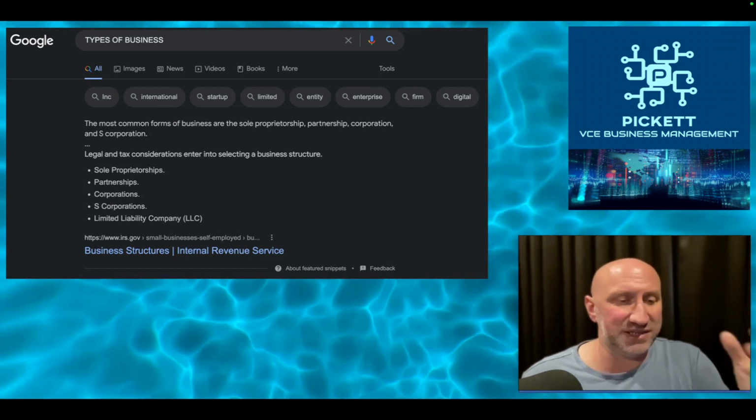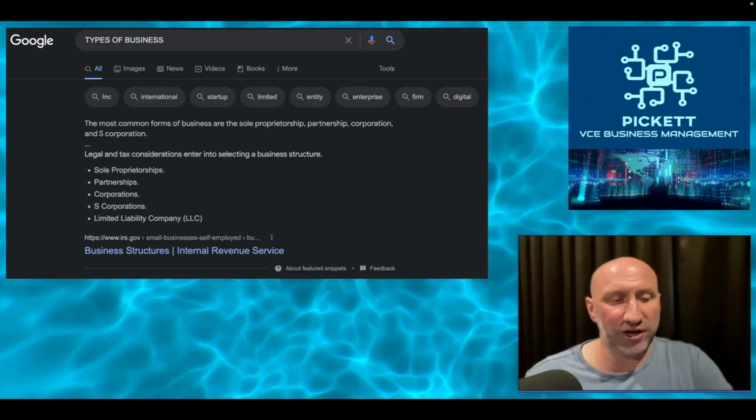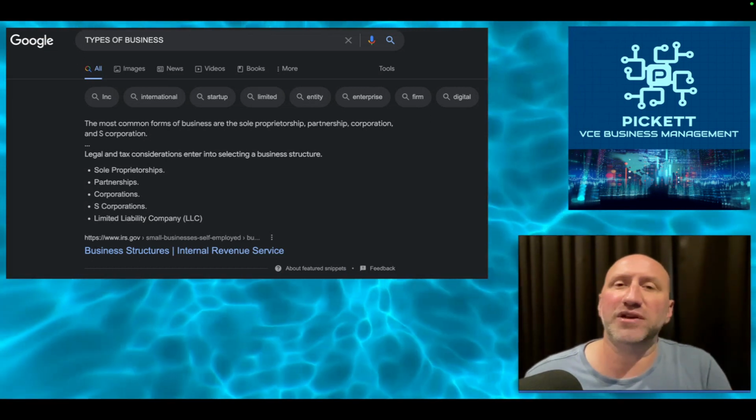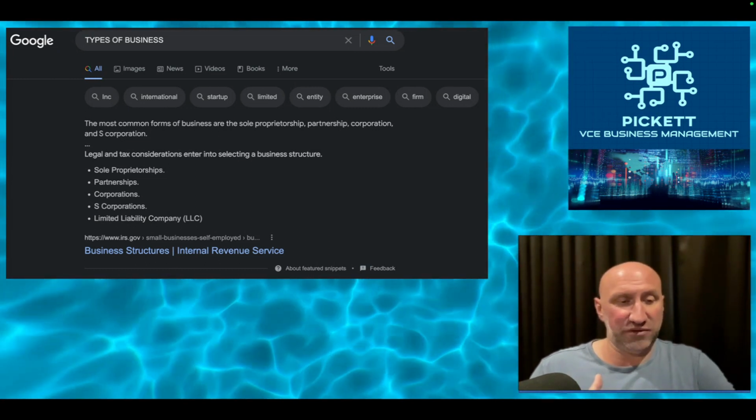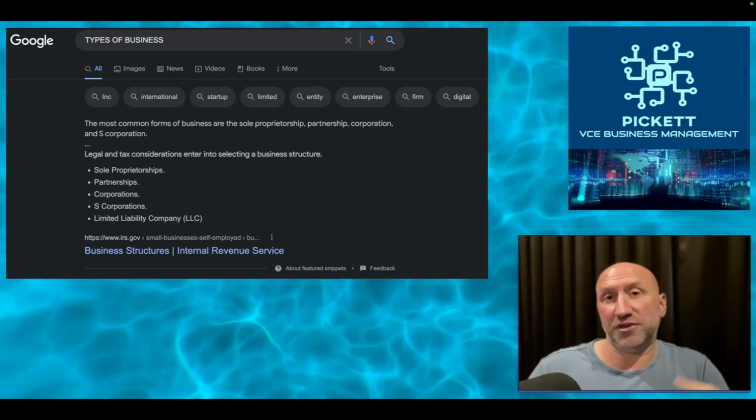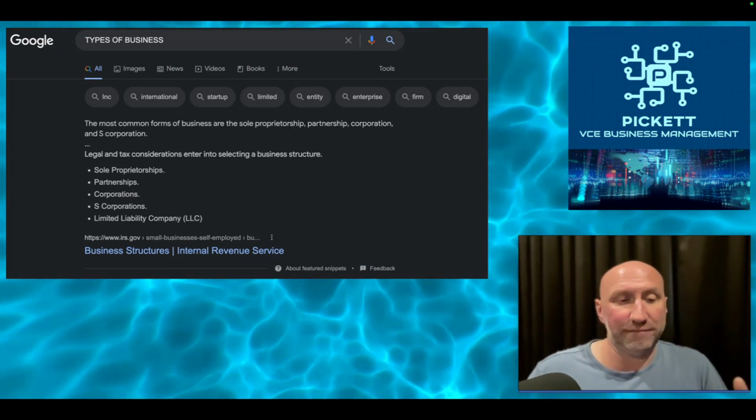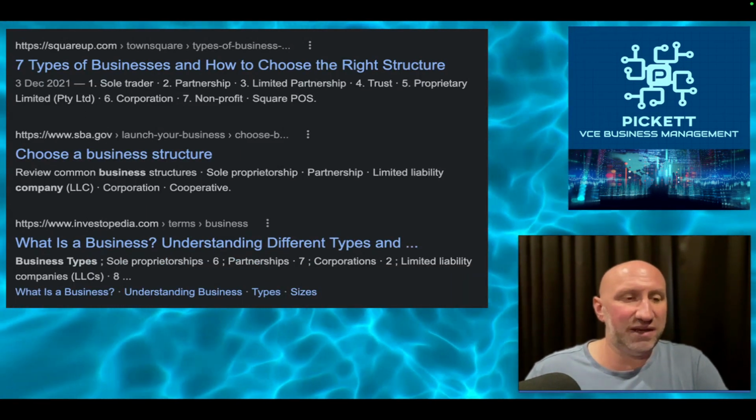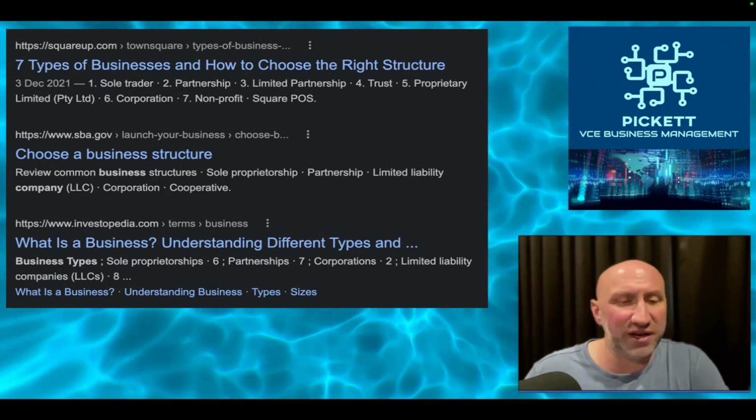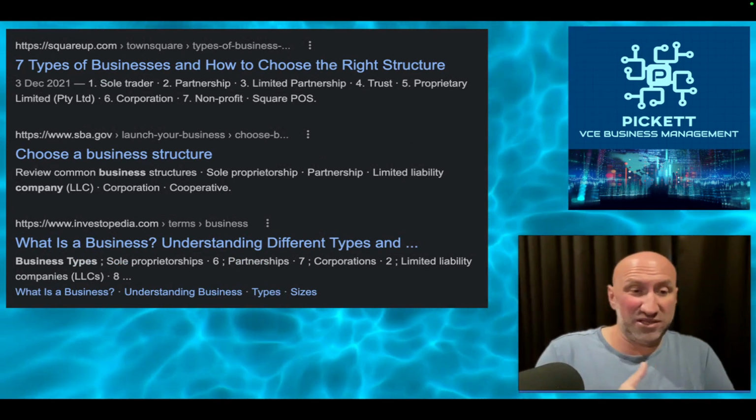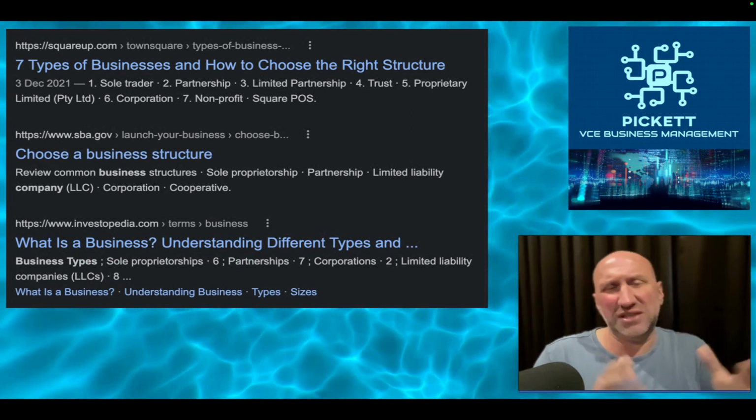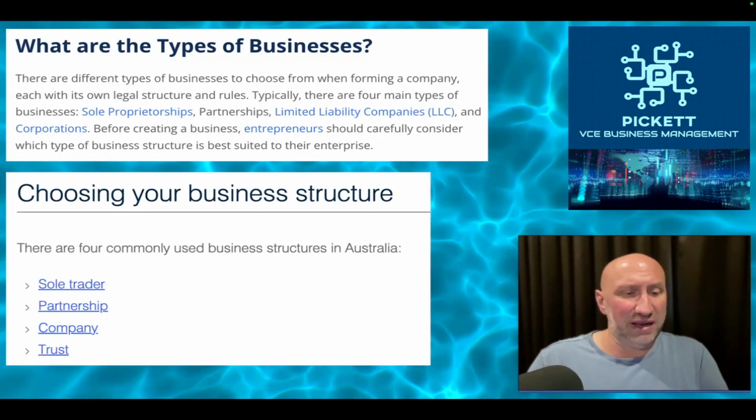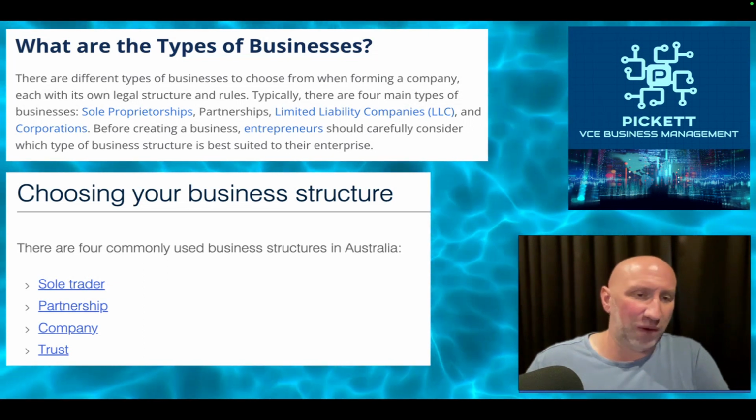And you can see that list there: sole proprietorships, partnerships, corporations, and so on and so forth. There are definitely some commonalities in terms of the language, but there's only 5 there. That's definitely not the 6 that we're going to be looking at. More lists here. Look, that top link there, there's 7. And again, partnership is there, sole trader is there, but then trust, proprietary limited, corporation, these are not there. And again, there's 4 on that website.